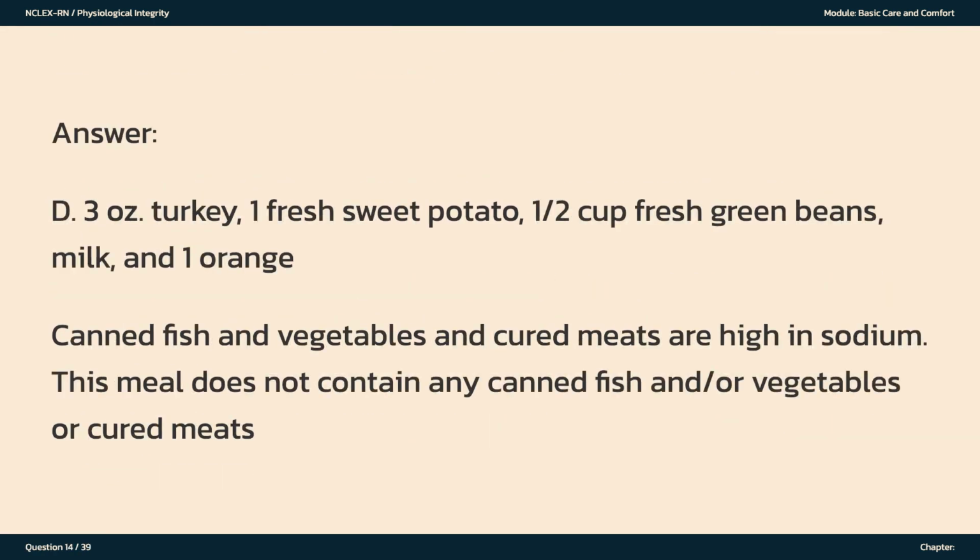The answer is D. 3 ounces turkey, 1 fresh sweet potato, ½ cup fresh green beans, milk, and 1 orange. Canned fish and vegetables and cured meats are high in sodium. This meal does not contain any canned fish and/or vegetables or cured meats.